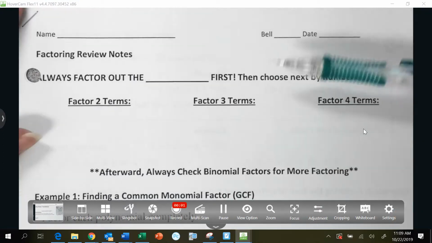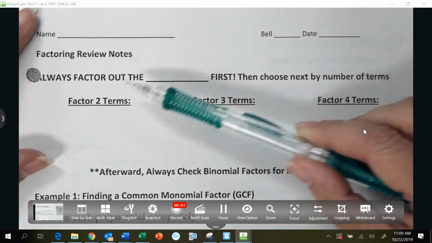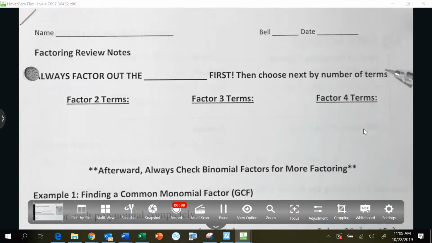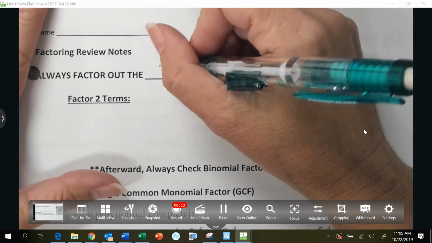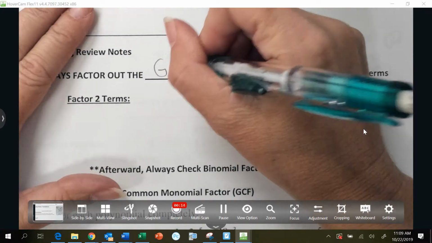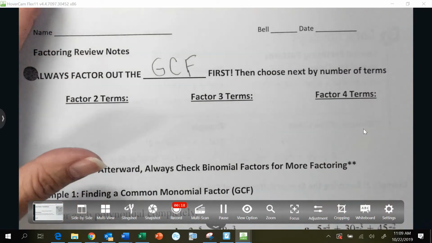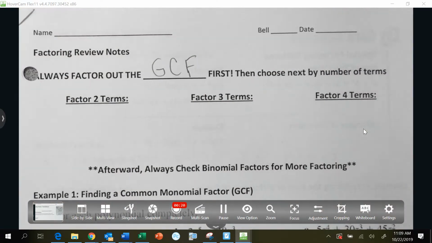Okay, factoring review. Always factor out the what first? Oh no. GCF. The GCF. Gosh. Gage, you must have had a good math teacher last year. You always factor out the greatest common factor first.